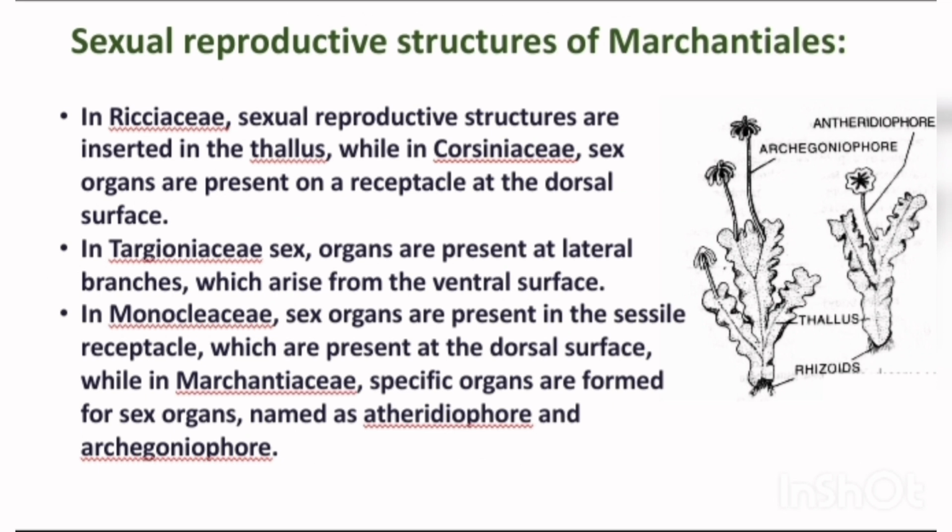Sexual reproductive structures of Marchantiales. In Ricciaceae, the sexual reproductive structures are embedded in the thallus, while in Corsiniaceae, sex organs are present on the receptacle at the dorsal surface. In Targioniaceae, sex organs are present on the lateral branches, which arise from the ventral surface. In Monocleaceae, sex organs are present in a sessile receptacle at the dorsal surface. While in Marchantiales, specific organs are formed for sex organs, named antheridium and archegonium.